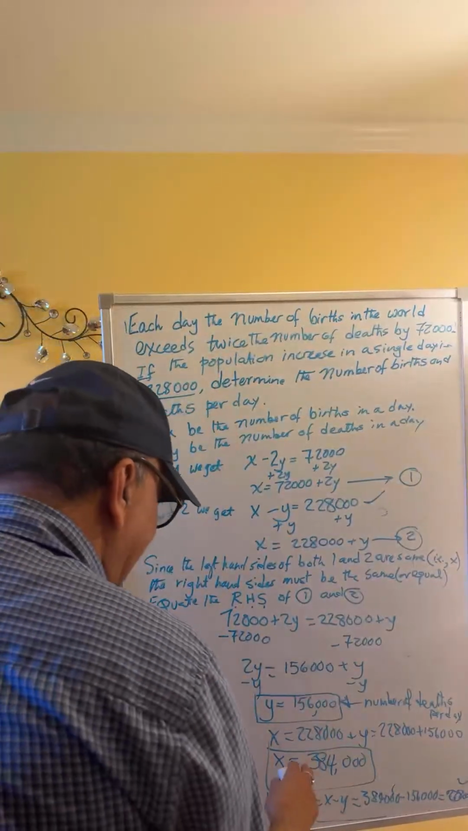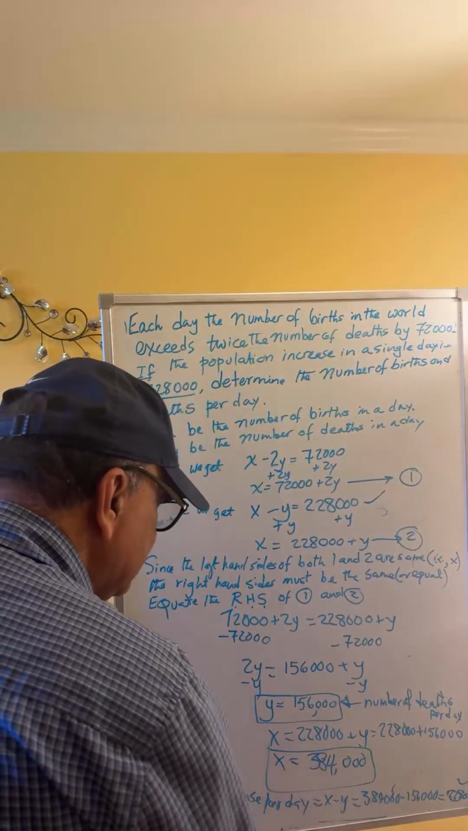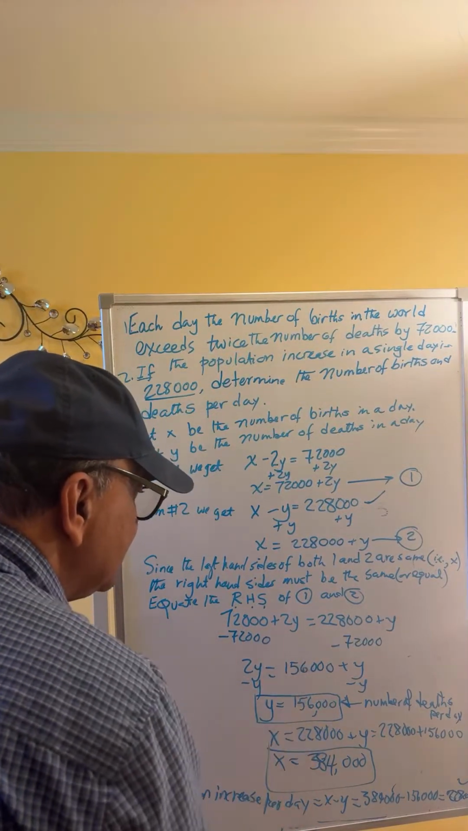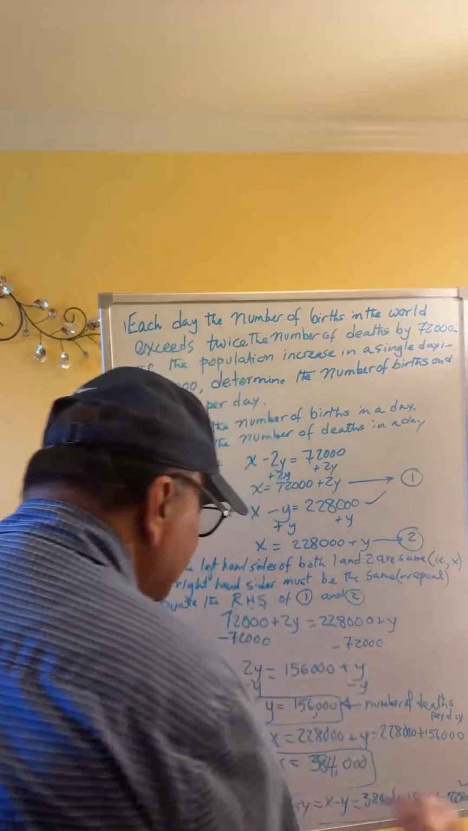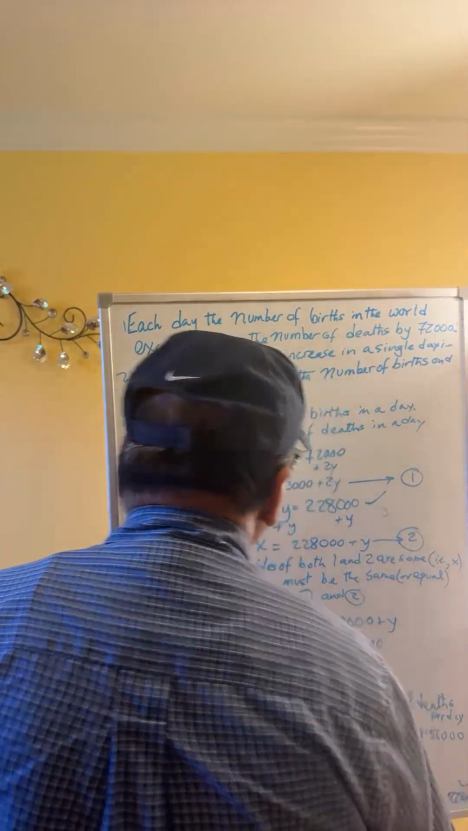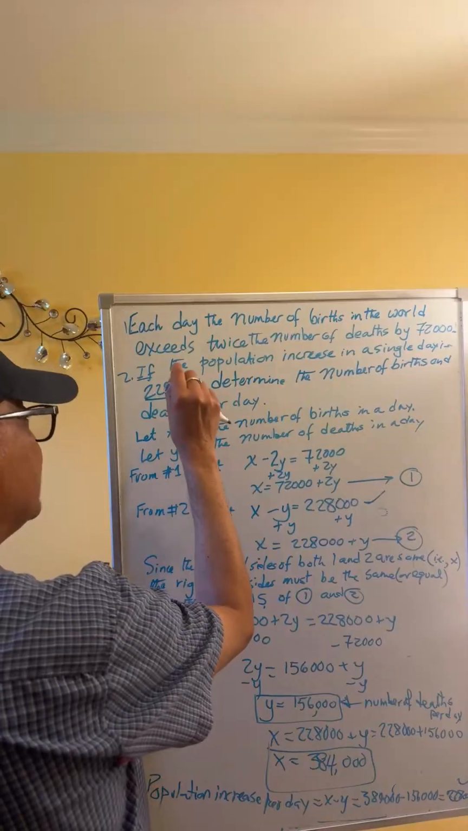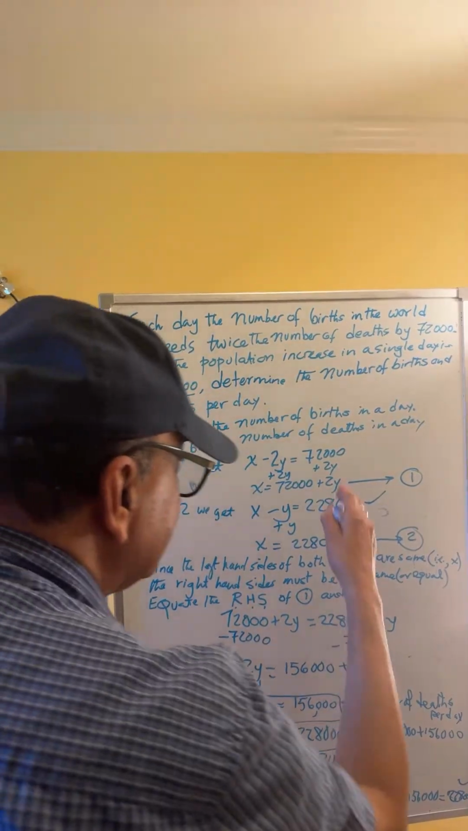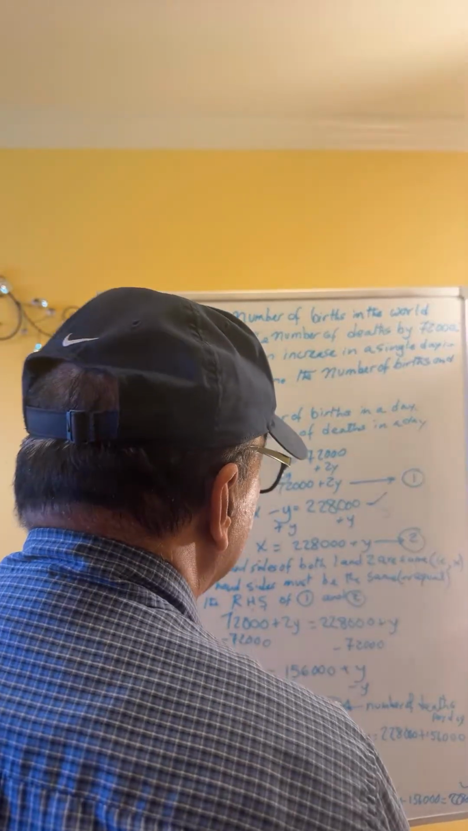Okay. So the values we obtained: the number of births per day is 384,000, and the number of deaths per day is 156,000. So the population is increasing per day by 228,000, which matches what is stated in statement number 2. So that's a check on our calculation.